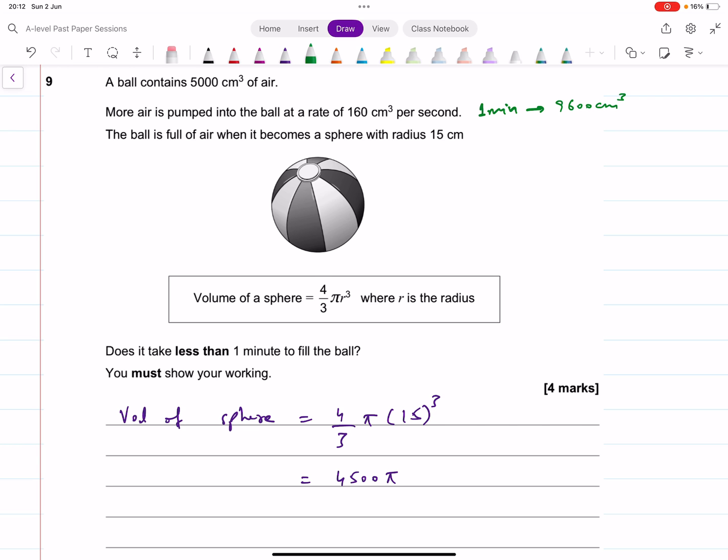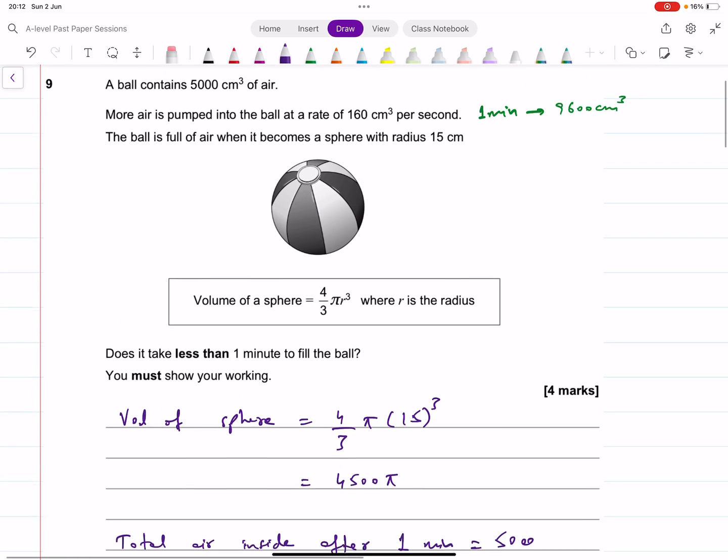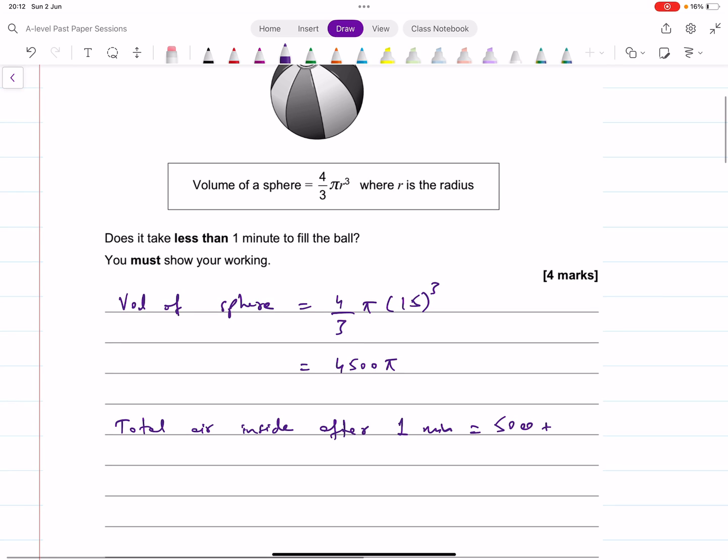Now let's figure out what the total air inside the ball is after 1 minute. That's 5,000 that was already there before, and 9,600 that we have added more. This is giving me 14,600. This is the amount of air that is there after a minute.